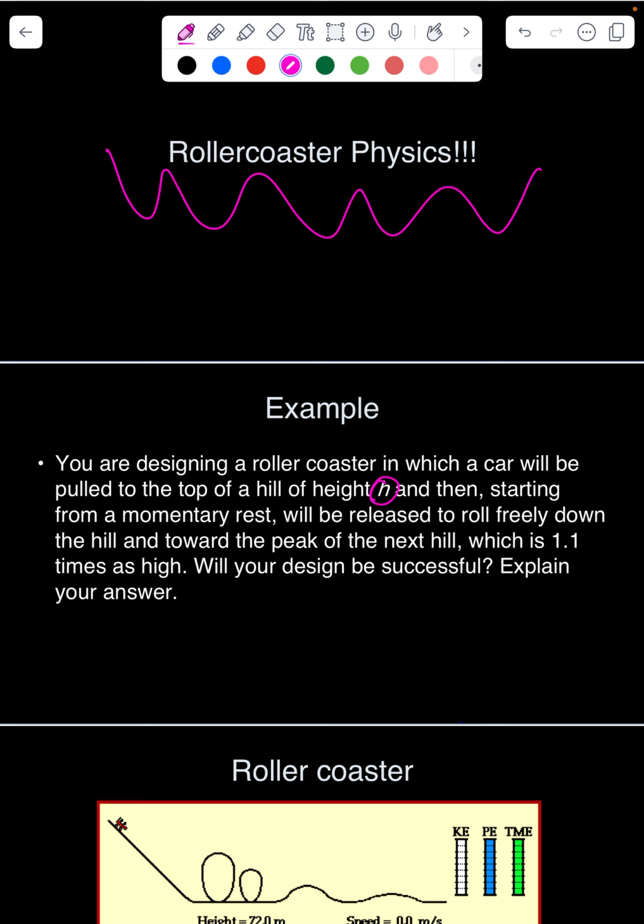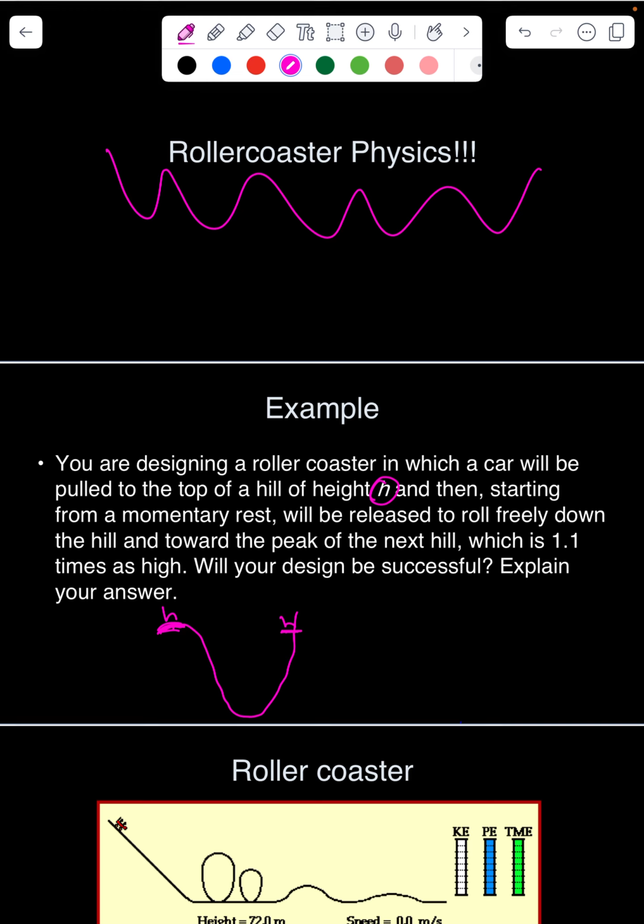So what it is saying is, if this is the hill that you start on, you go down that hill and then go up to another hill that's slightly taller, will that work? And the answer is no. You will not have enough energy to get you that high. Theoretically, you will only be able to make it to that same height on the very next hill.